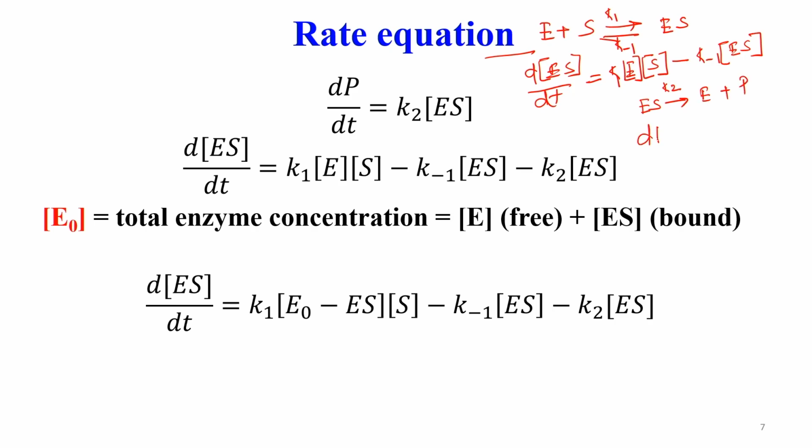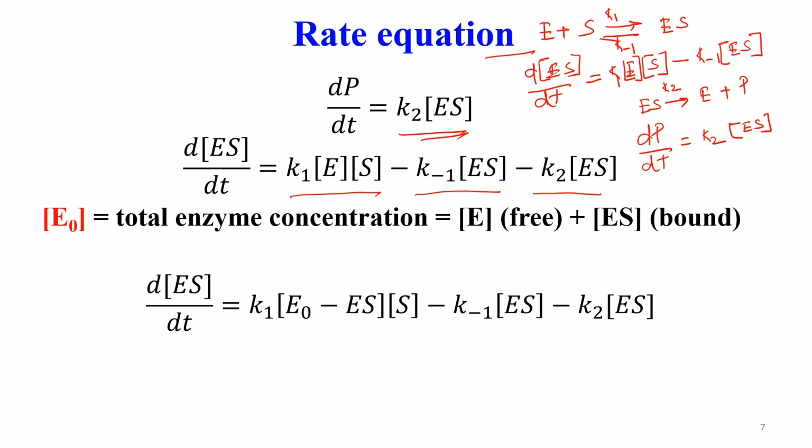If I write d[P]/dt, this will be K2 into [ES], right. So, d[P]/dt is K2 into [ES], and d[ES]/dt is K1 [E] into [S], the forward reaction, K minus 1 [ES], the backward reaction, and further it is also going to K2 into [ES]. So, these are the two rate equations based on the given two-step reactions.